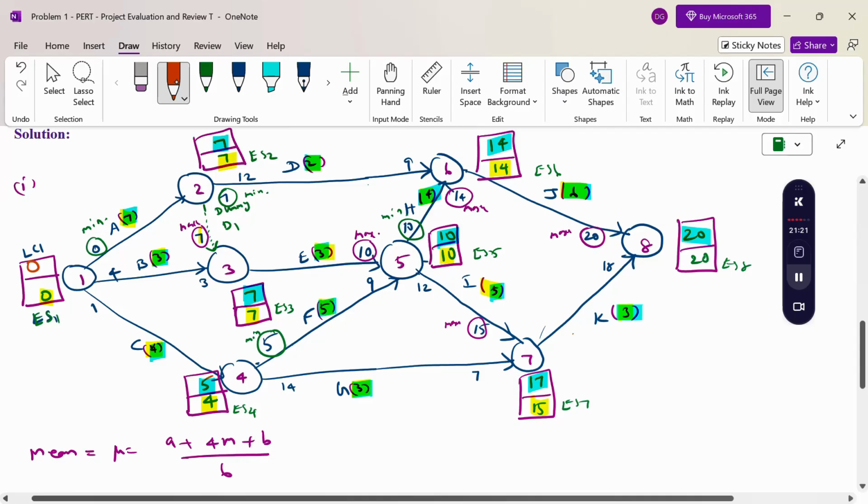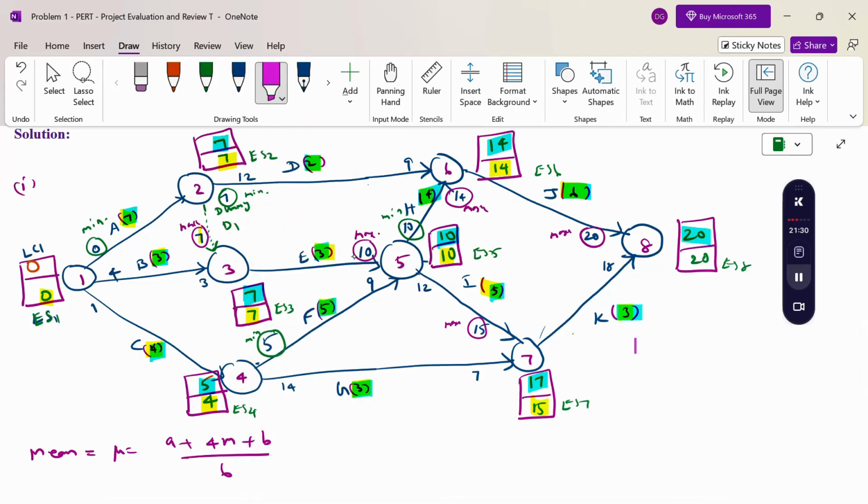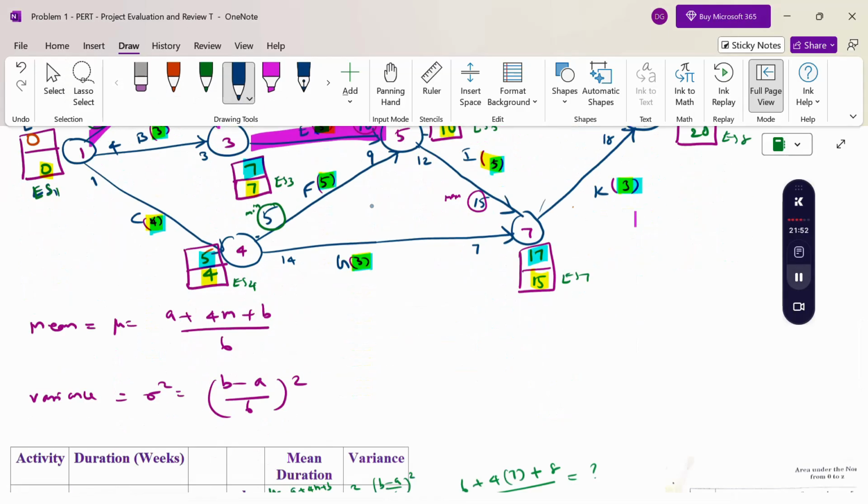Now see here, the latest completion time and earliest starting time being equal is the critical path. Now see, 1 to 2, then 2 to 3, then 3 to 5, then 5 to 6, and then 6 to 8. So this is our critical path.